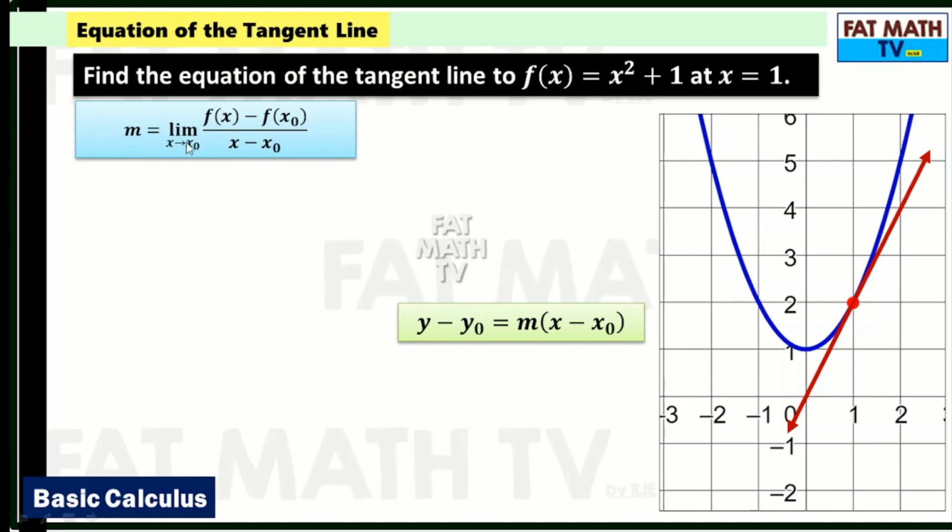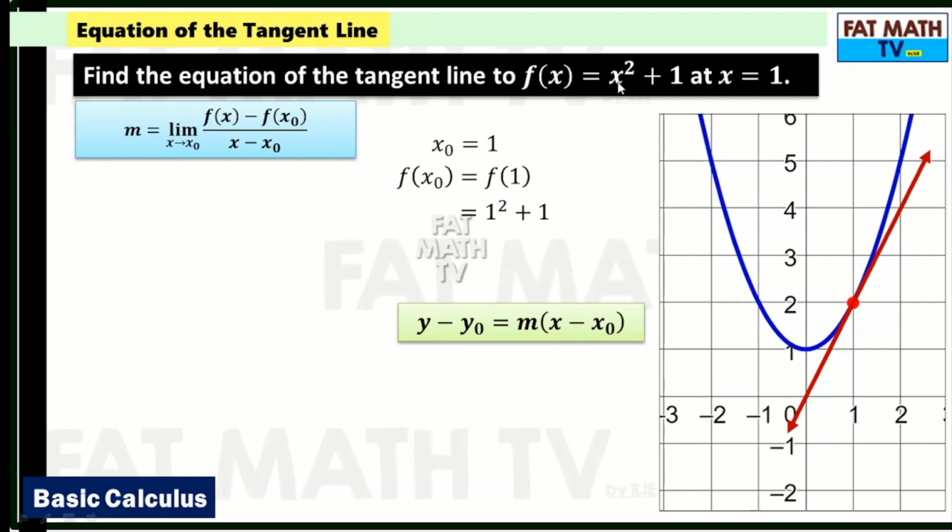This time, as we start with finding the equation of the tangent line, we will use the concept that the tangent is the limiting position of all the secant lines. This is the formula for the slope of the tangent line. We are given here that x is equal to 1, so this one is the x null. We will solve for f of x null, that is f of 1.